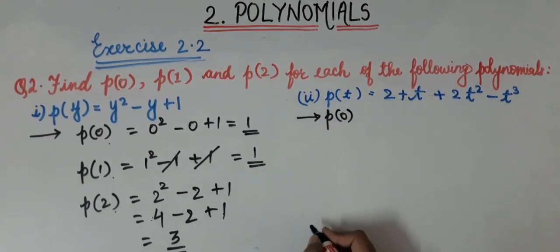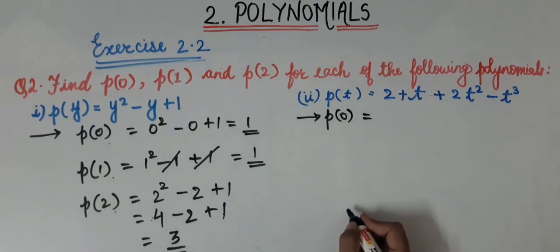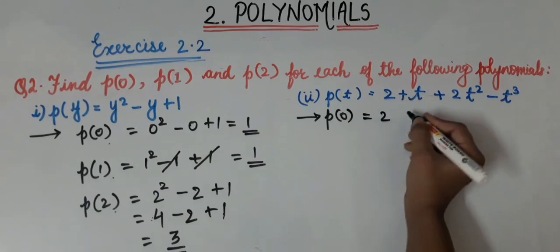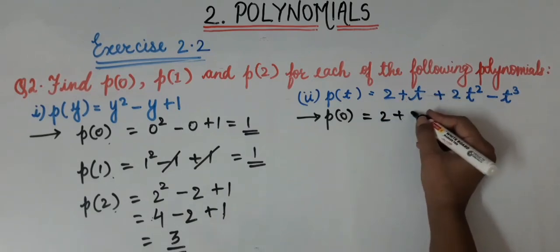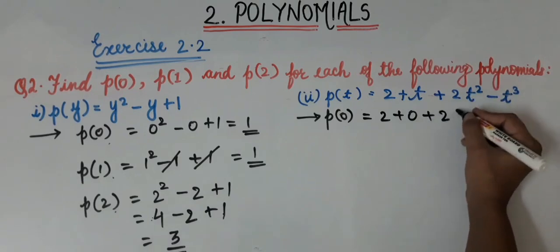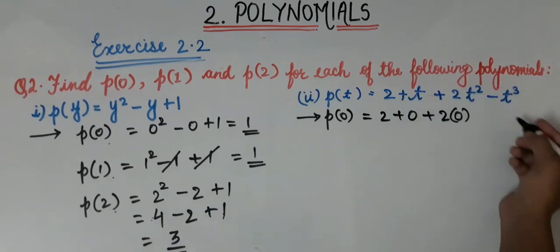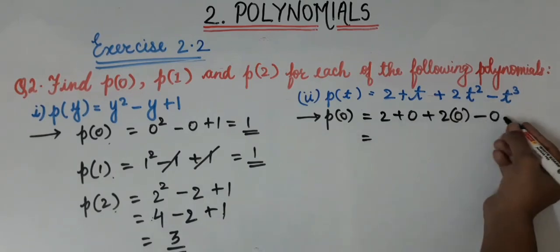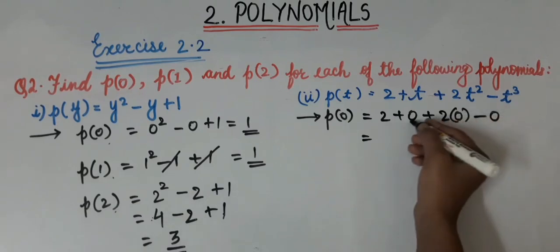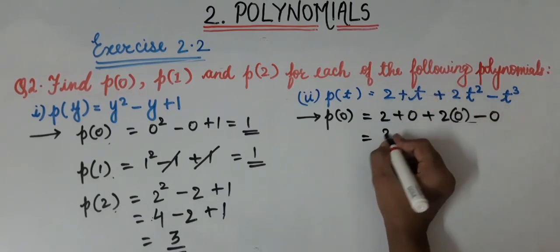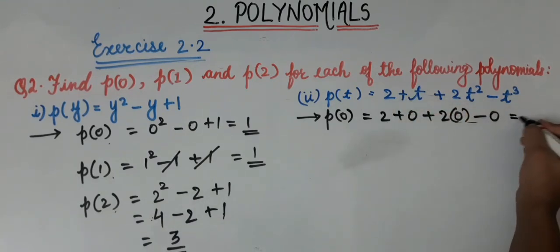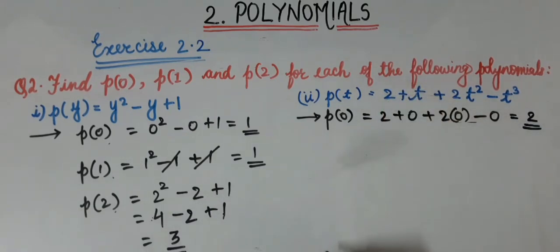Find p of 0. How are you going to find p of 0? Replace t by 0 everywhere in the polynomial. So 2 is a constant, write as it is, plus t, replace t by 0, plus 2 into t square, that is 2 into 0 square is 0 only, minus t cube, that is 0 cube, 0 cube is 0 only. So what remains? 0, 0, 0. 2 into 0, 0 only. So all these three terms will become 0. What remains? This 2. So p of 0 is 2 for this given polynomial.